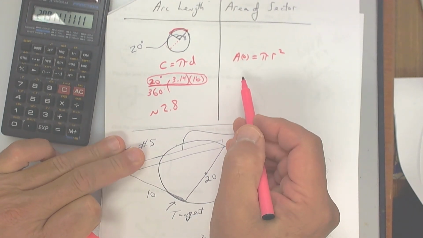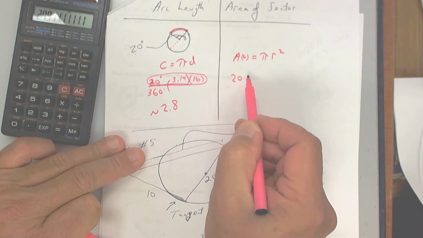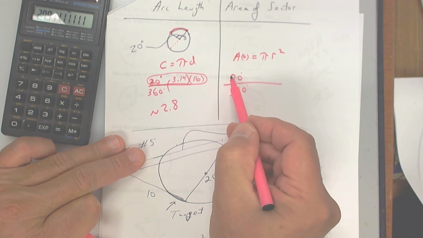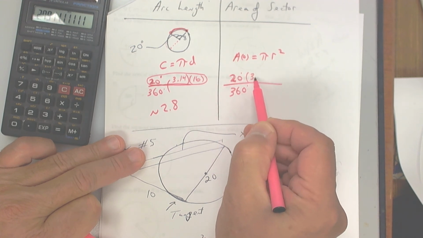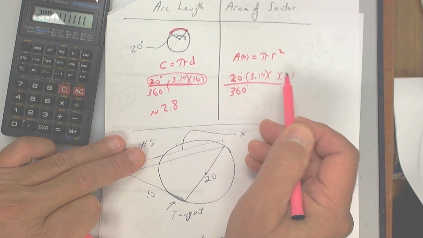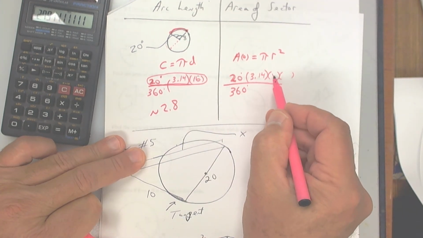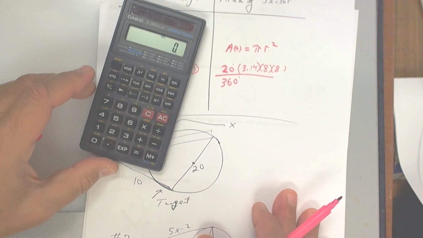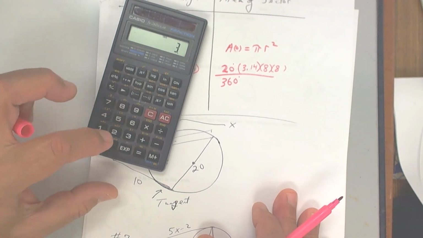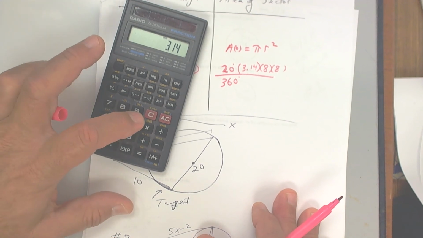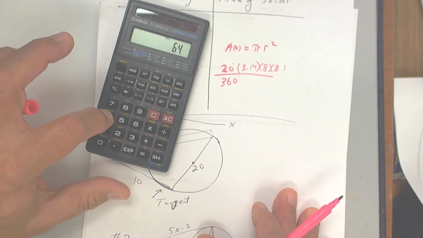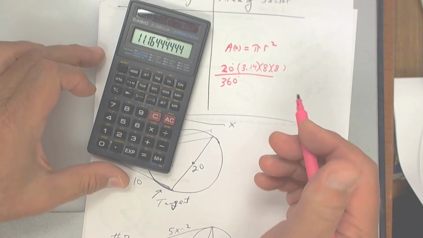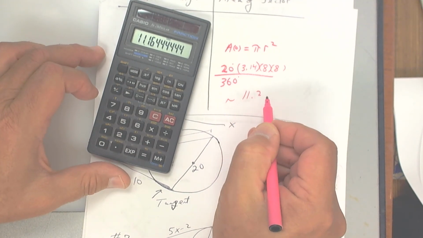On this one, you're going to use the same fraction, which is 20 over 360. It's a fraction of the whole circle times pi times the radius squared. The radius is 8, so it's going to be 8 times 8. Let's do this one. We're almost done, and then I'll get you started. So 20 times 3.14 times 8 times 8 is 64, divided by 360, and I get 11.2. And that's how you do it.